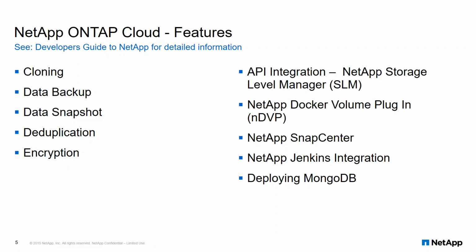Now, some of the additional features within this: we have full API integration, and for us it's called Storage Level Manager. We have Pure Docker volume plugins, so if you're running a containerized environment, the Docker volume plugins for your storage are already pre-configured. We also have Jenkins integration. If you want to deploy a Mongo database, we have all that pre-configured to enable you to do that. Anything else that we want to add within that, Salim? I think you're covered, Michael.